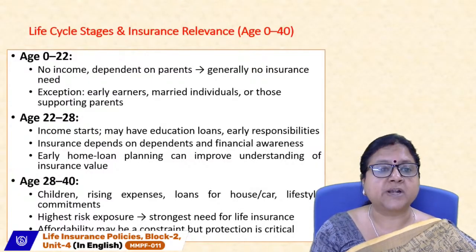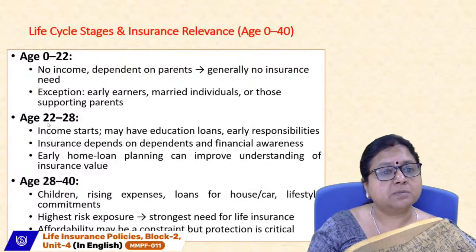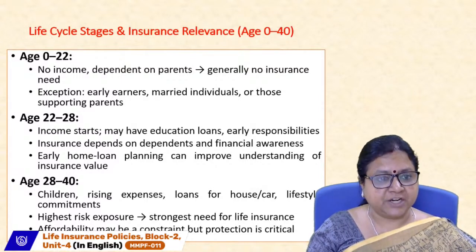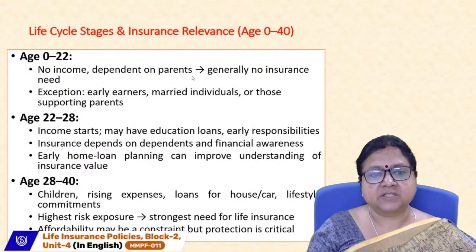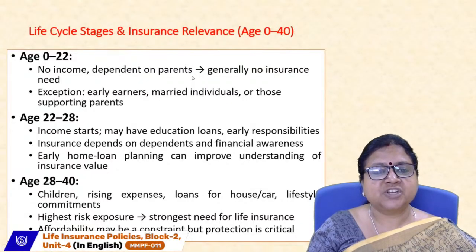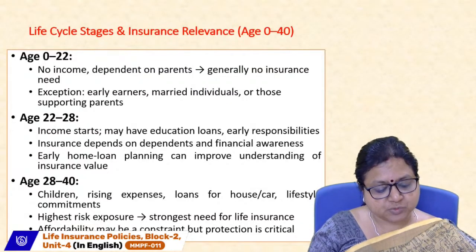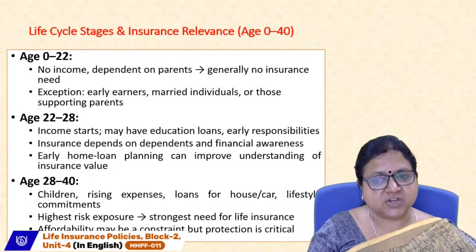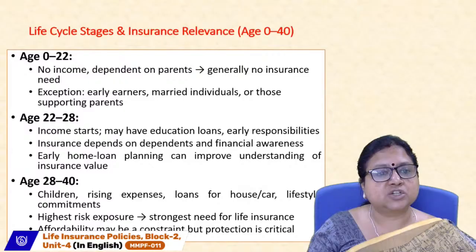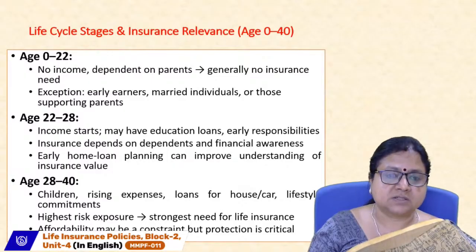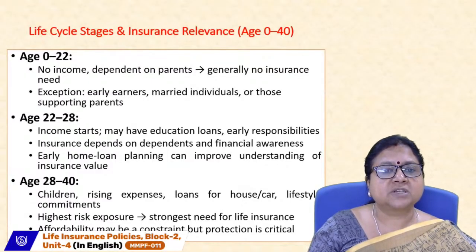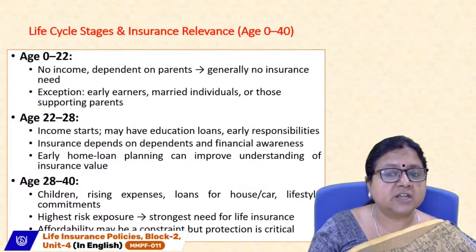When it is from 0 to 22, it is very obvious that the individual does not have an income and is dependent on the parents. It is his education period. So generally, in most cases, a person from 0 to 22 doesn't need any sort of insurance. But there are also exceptional cases who are early earners, and there are also exceptional cases who are married very early, so they can also go for certain insurance products.